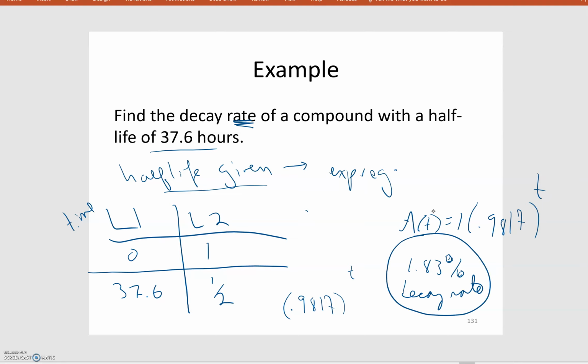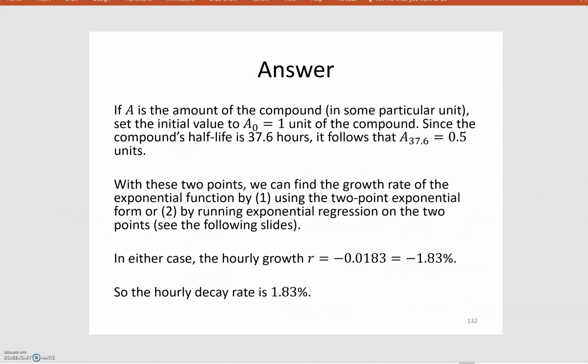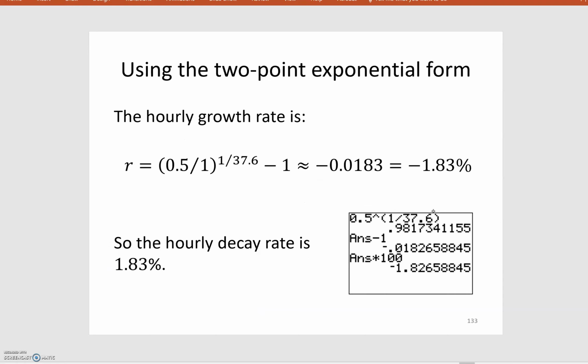Okay. So 1.83% is my decay rate, and that's what we're talking about down here. This has found the actual growth rate, and that's why it's saying negative, but then the decay rate is positive. Okay. Now, if you use the 2-point exponential form, you can certainly still find the rate with that. It's a bit messier, and this slide talks about how to do that.